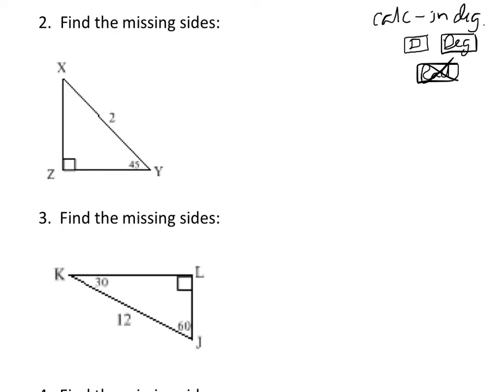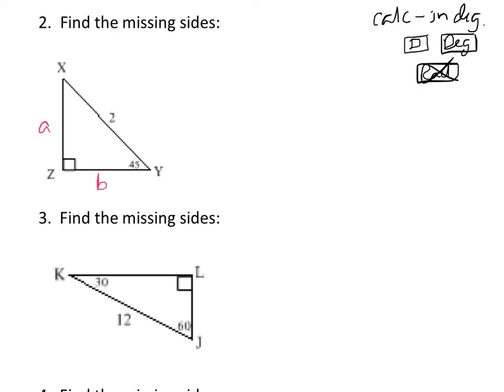What we're going to do is use trig ratios to make proportions in which we will cross multiply and solve. So our first one, find the missing sides. We have two missing sides here. Let's call them A and B.